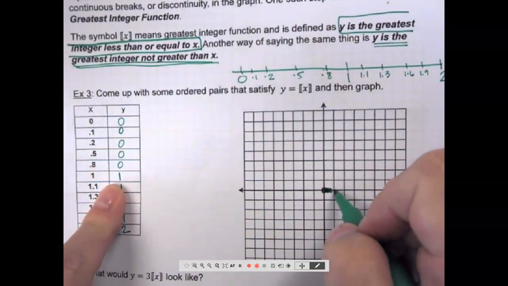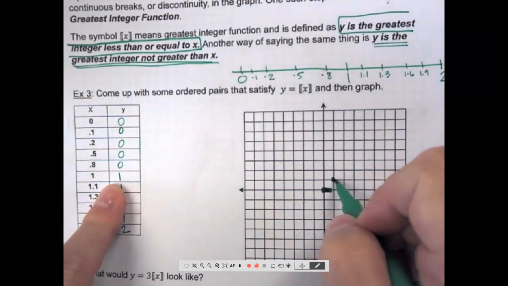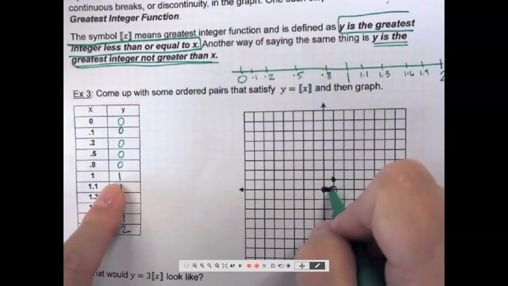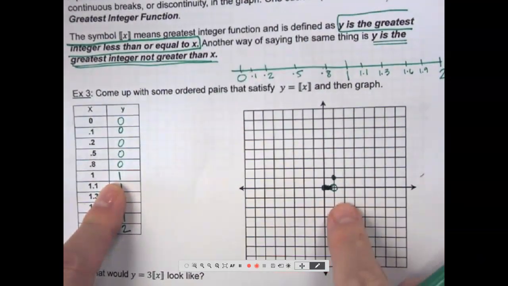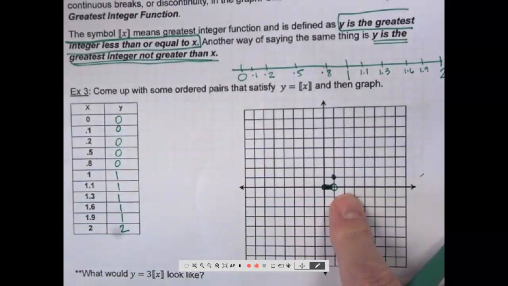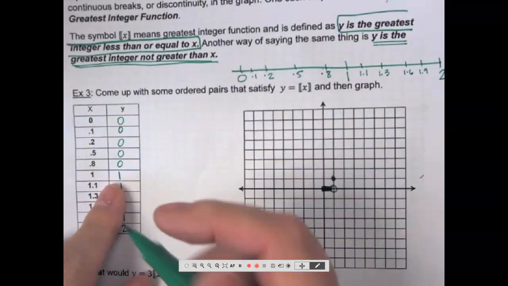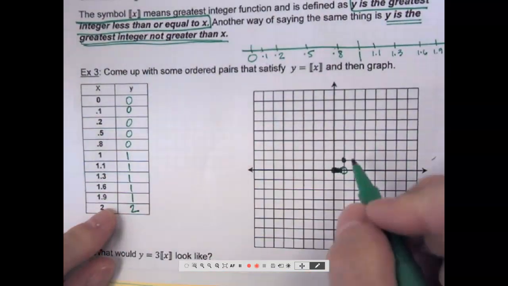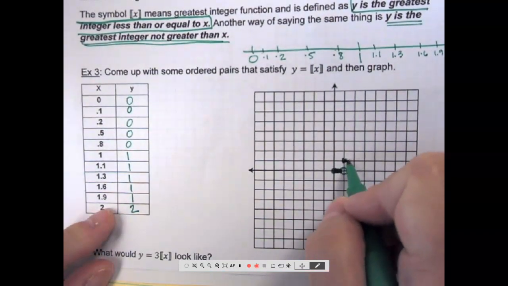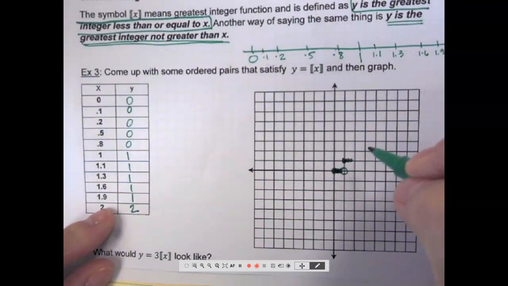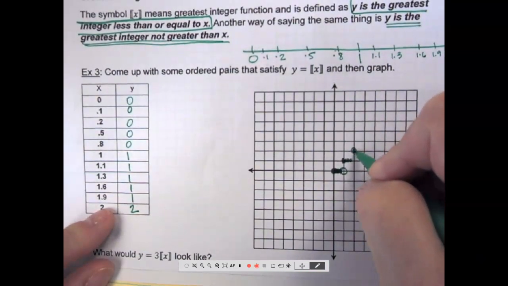Until I get to 1. And it's not (1, 0), it jumps up to (1, 1). So right here, I'm going to use an open circle to show that I'm going to go right up to 1. But as soon as I get to 1, I jump up to 1. So all of these decimals between 1 and 2 have a y value of 1. So they're all right here next to each other until I get to 2, and then it jumps up to 2.